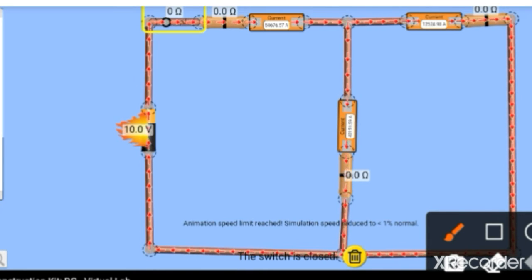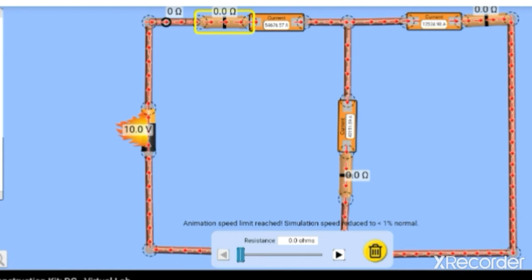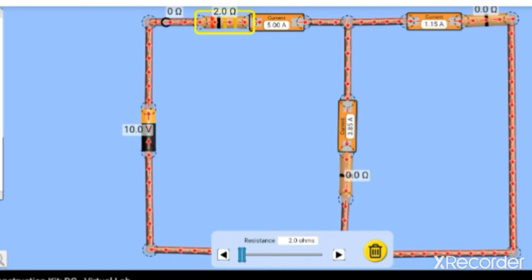Now I am going to increase the resistance value, right? What will happen? Let us see. I am going to click the resistance, and I am going to increase the resistance value by 2 ohms, and now I am going to increase the second branch resistance value as some 1 ohms, and now I'm going to increase the third resistance value also 1 ohms. Okay, so now let us see what are the corresponding changes in the branch currents.